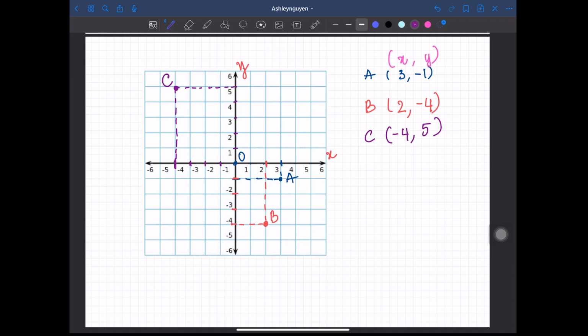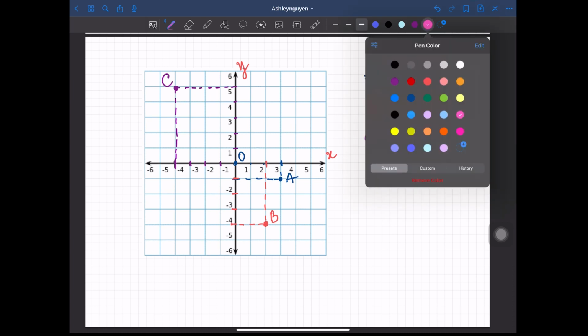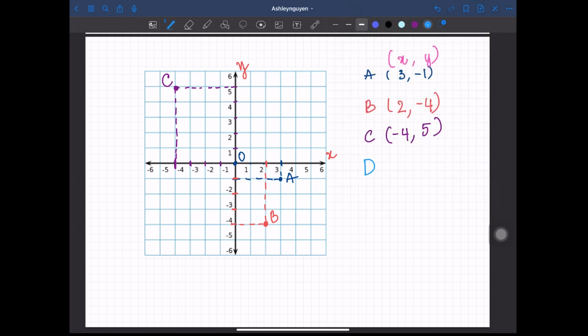And the last example, point D, has the coordinate of 3, 0. So x coordinate equals positive 3, meaning 3 to the right of the origin along the x-axis. Start from the origin: 1, 2, 3. And y equals 0, meaning no movement up or down. So this is the point D, and it lies on the x-axis, the horizontal line, because y coordinate equals 0.